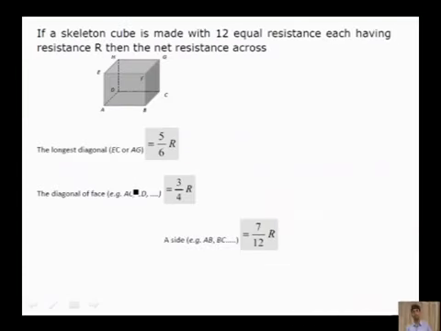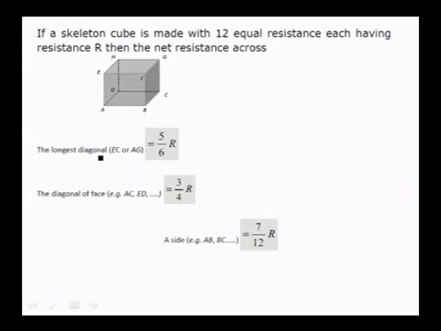Next, this is one of the most important problems. It requires a lot of steps to calculate, but here we are given a very quick shortcut. This is a skeleton of a cube. All the sides of this skeleton have a resistance equal to R. Now I would like to calculate the resistance between the longest diagonal.